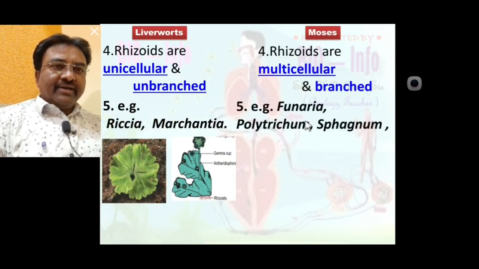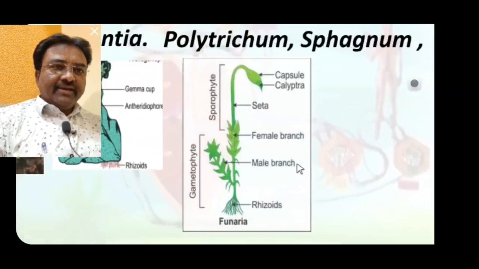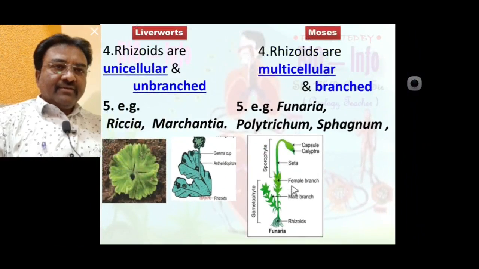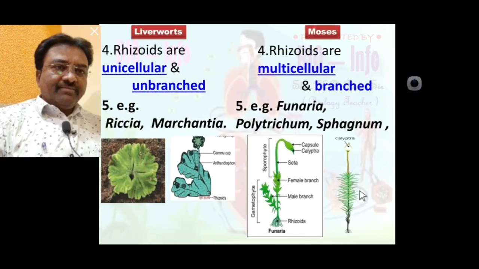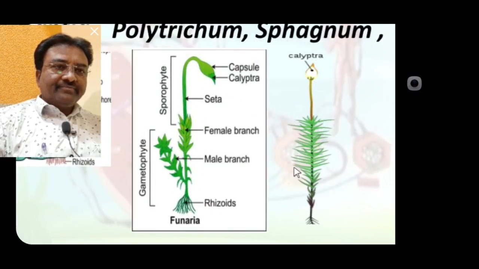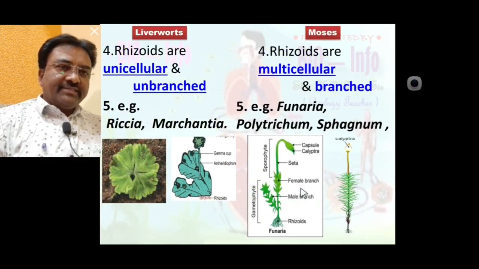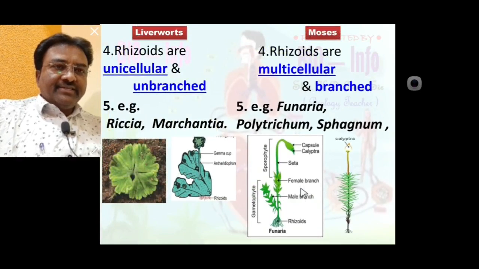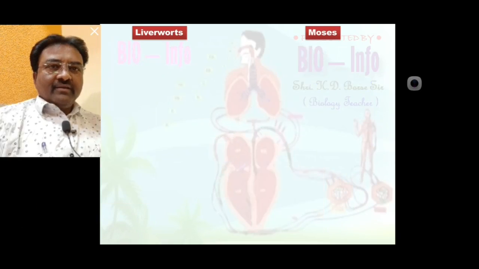In mosses, examples are Funaria, Polytrichum and Sphagnum. Here noted, Funaria is a moss plant, while the second one, Polytrichum, is included in mosses. Also in mosses, Sphagnum is noted. Up to this we discussed in detail a total of 5 differences. We learn some other points about liverwort and mosses.